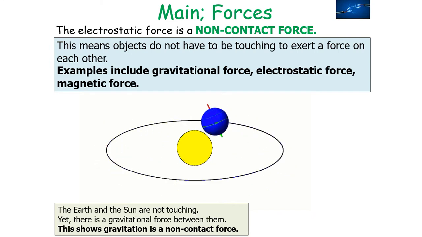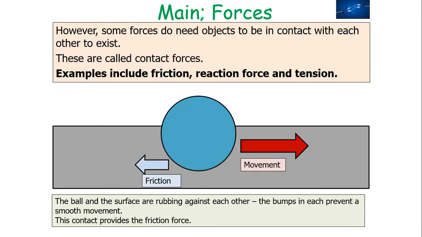Other examples of non-contact forces include the gravitational force and the magnetic force. For example, the Earth and the Sun are not touching each other, yet there's a gravitational force of attraction between them. This shows that gravitation is a non-contact force. Conversely, some forces do need to be in contact with each other to exist. We call these contact forces.